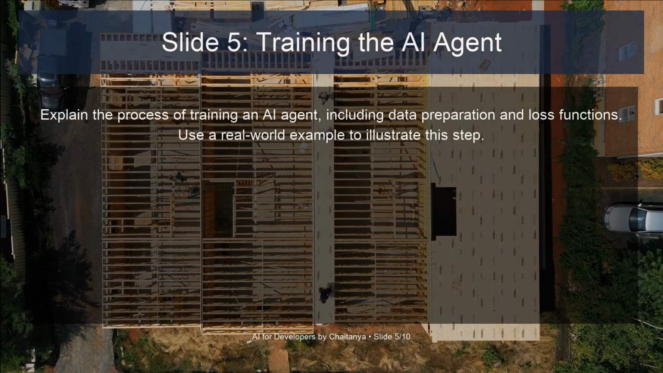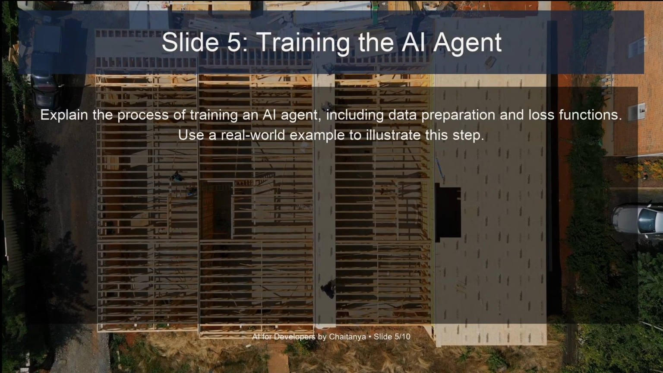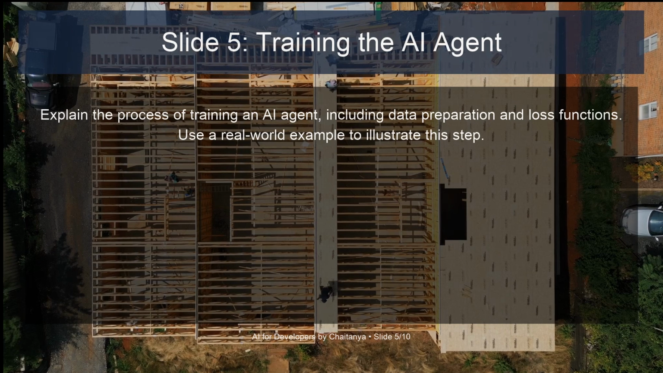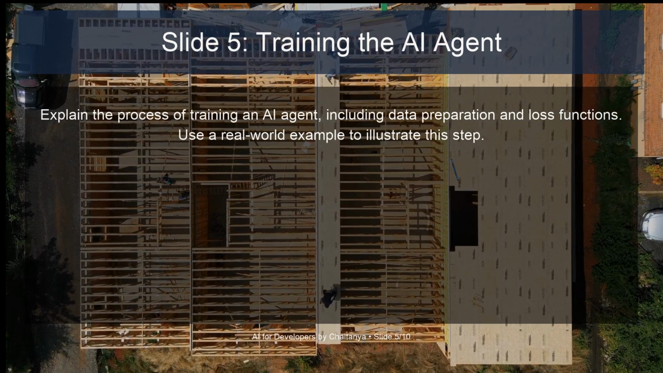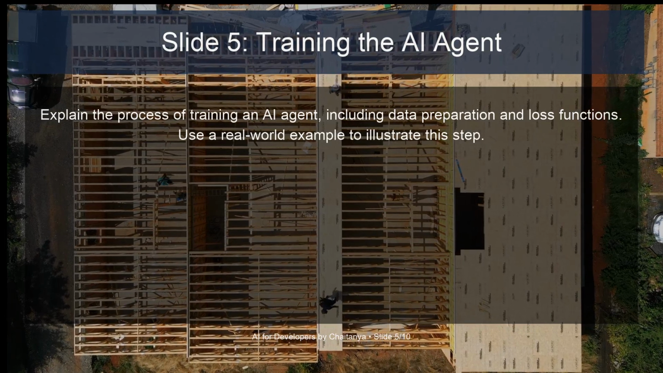Slide 5. Training the AI agent. Explain the process of training an AI agent, including data preparation and loss functions. Use a real-world example to illustrate this step.